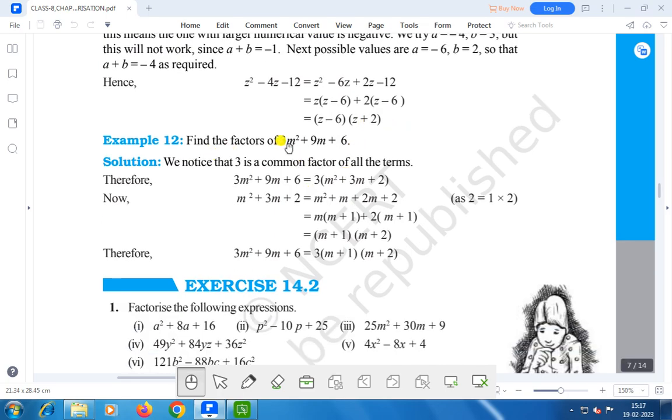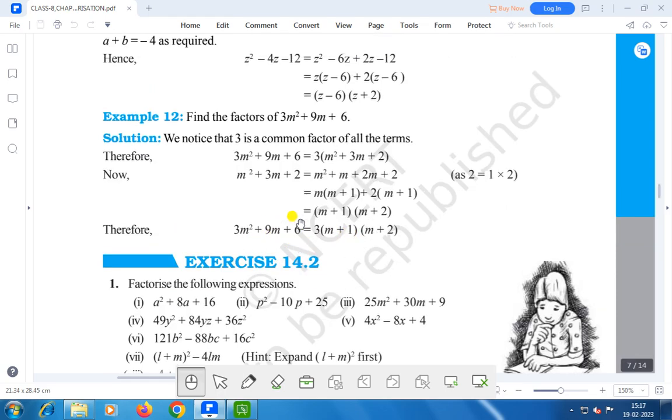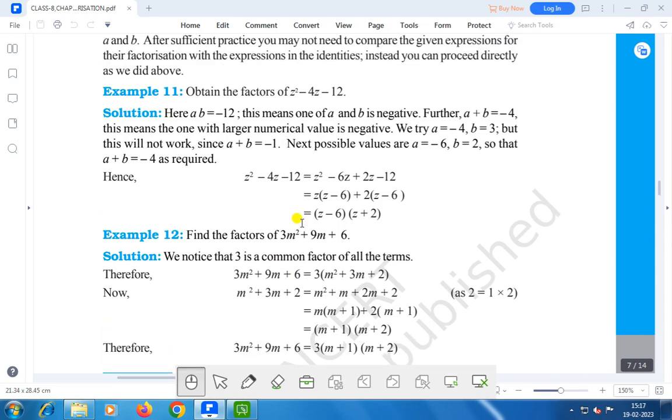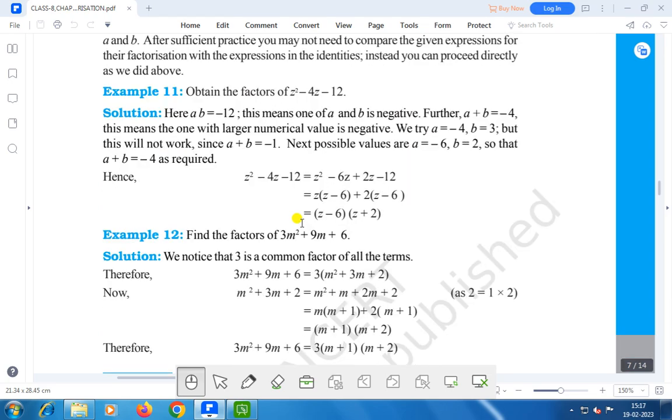Find the factors of 3m square plus 9m plus 6. That is 3 into (m square plus 3m plus 2), or m square plus m plus 2m plus 2, m common: m into (m plus 1) plus 2 into (m plus 1), that is (m plus 1) into (m plus 2). Therefore 3m square plus 9m plus 6 equals 3 into (m plus 1) into (m plus 2). In this way you can also factorize any other question.